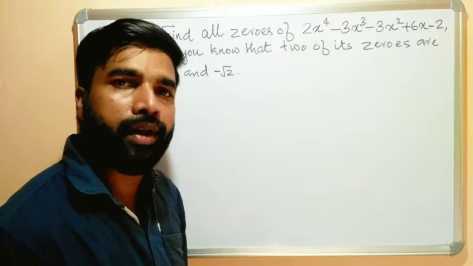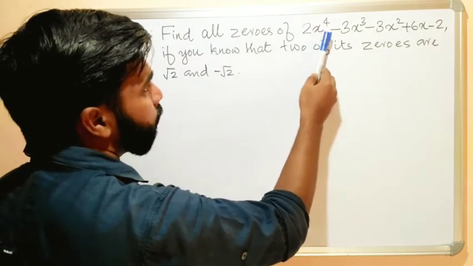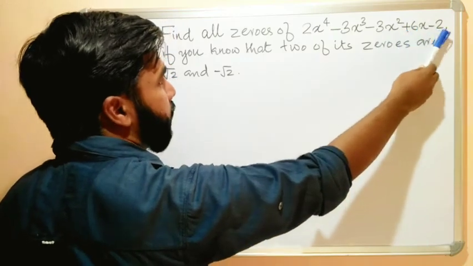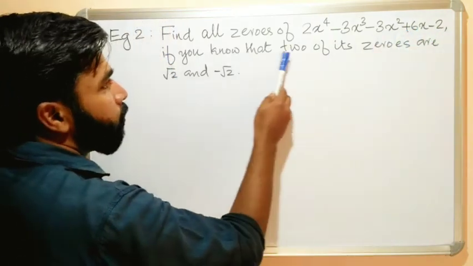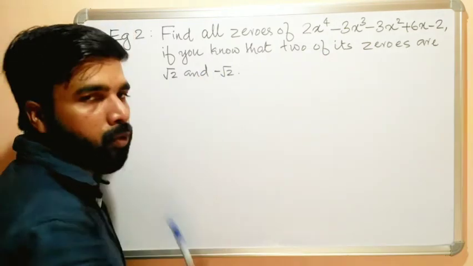Let us discuss another example. Find all the zeros of 2x⁴ minus 3x³ minus 3x² plus 6x minus 2 if you know that two of its zeros are root 2 and minus root 2.